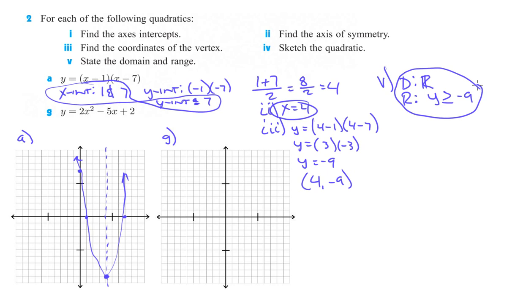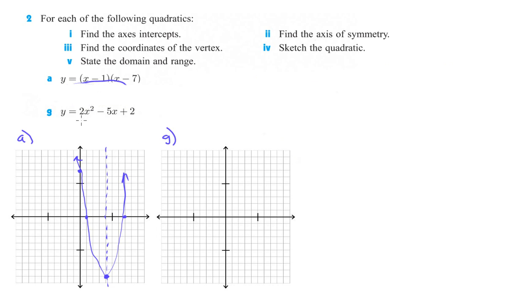Okay? All right, and then let's look at G here. I'm going to go back and erase this stuff here first so that we've got more room to see what's going on here. Okay. For G, let's see, axes, intercepts. So now, if we do that, this one's going to be a tougher one to factor. Okay, so maybe let's do this. Let's find the axis of symmetry first. Okay, so we're going to do part 2 first here.